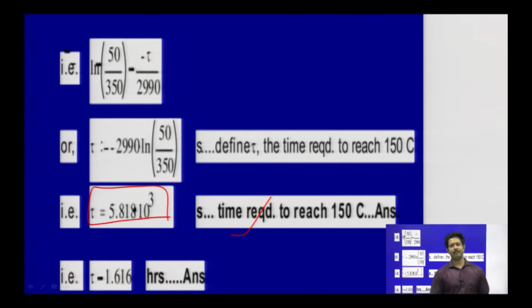If we do it in hours, you will get 1.6 hours. It will take approximately 1.6 hours for that body, having that particular dimension with that particular temperature limits, to cool from 450 degrees Celsius to 150 degrees Celsius. So you can see that to reach from 450 to 100 degrees Celsius, it will take more than 1.6 hours.